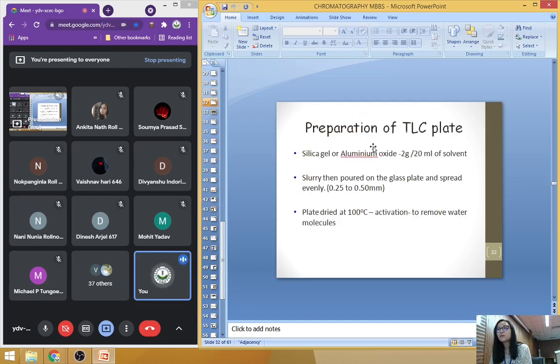So how do we prepare this thin layer chromatography plate? The silica gel or aluminium oxide, about 2 grams per 20 ml of the solvent, we have to make into a slurry and then pour them on the glass plate. So we can add ethanol or methanol with the silica gel, and then we pour them on the glass plate and spread it evenly. And then we dry the plate at 100 degrees Celsius to remove the water molecules.